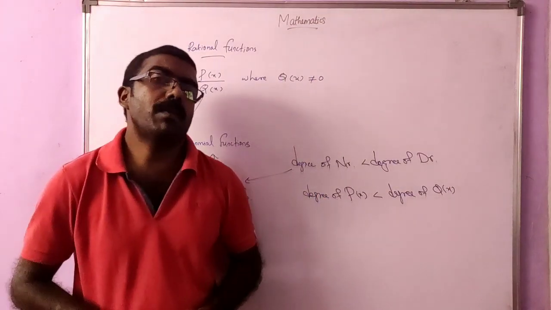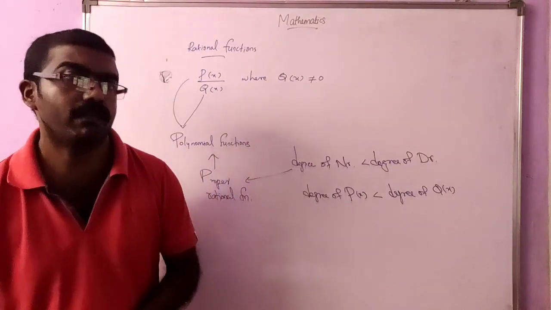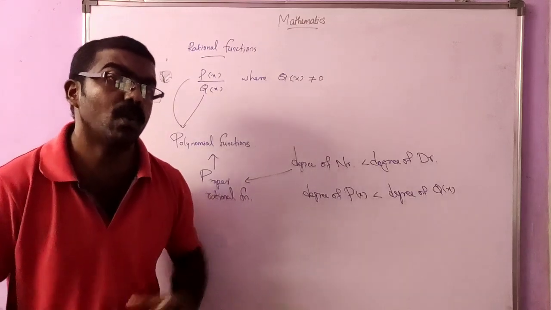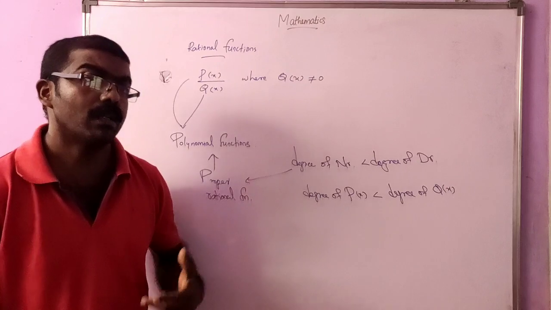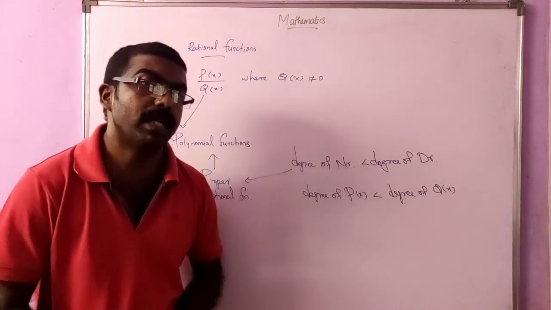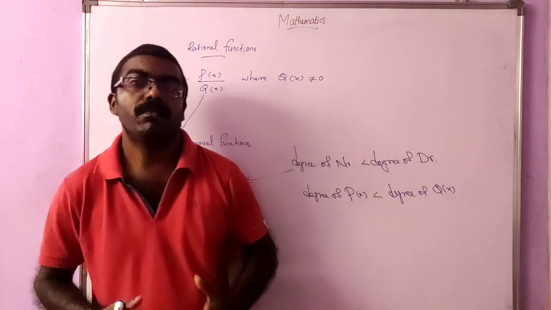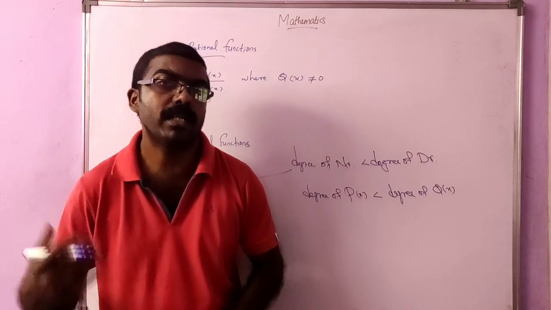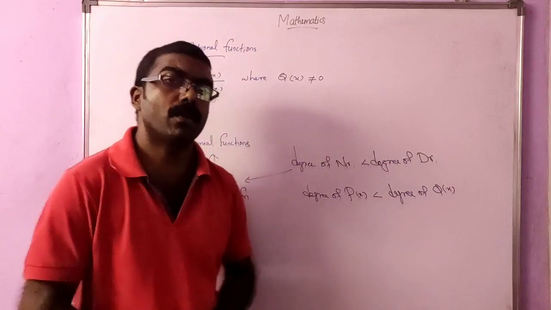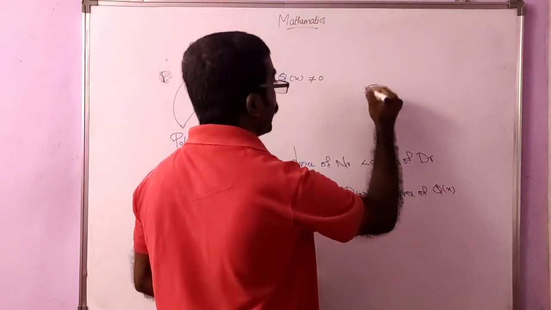Integration by partial fractions is only applicable for proper rational functions. It's very important. Integration by partial fractions is only applicable for proper rational functions. That is, the degree of numerator must be less than the degree of denominator. If it is an improper fraction, then we can change it into a proper rational function. For that we can consider an improper fraction, let it be 5 by 3. It's an improper fraction.